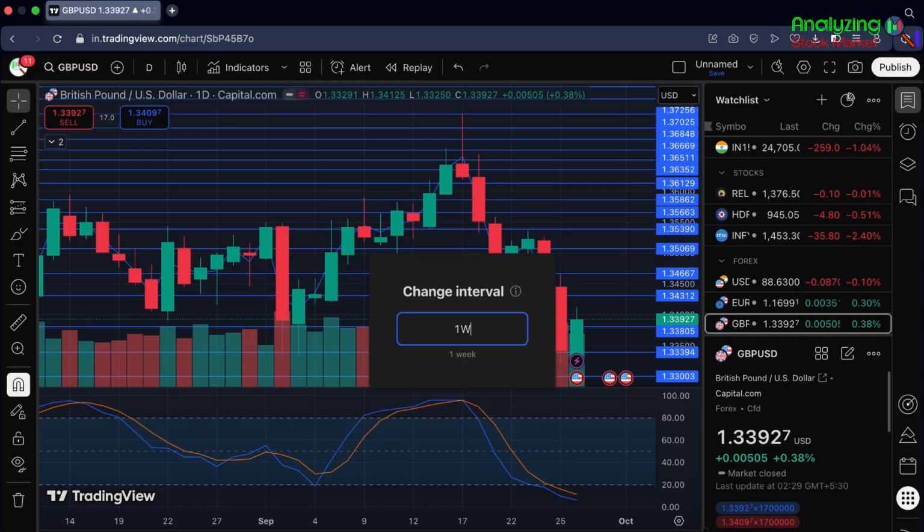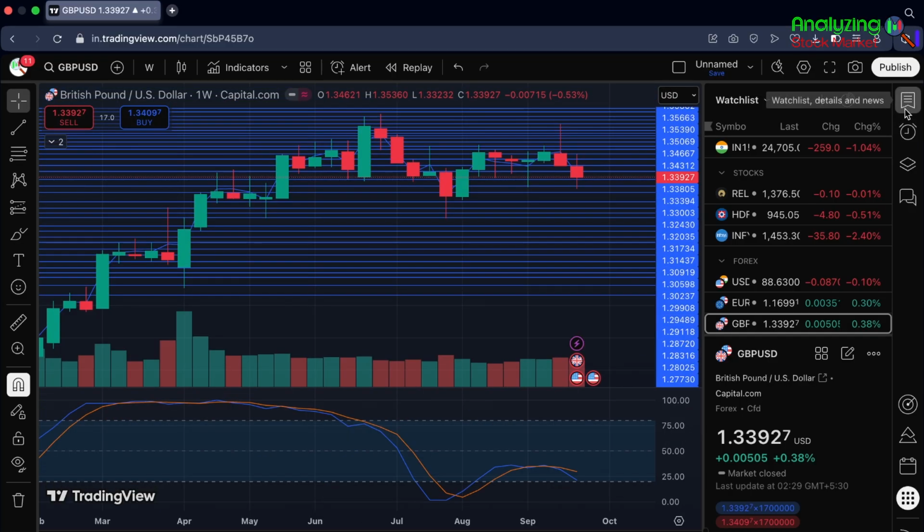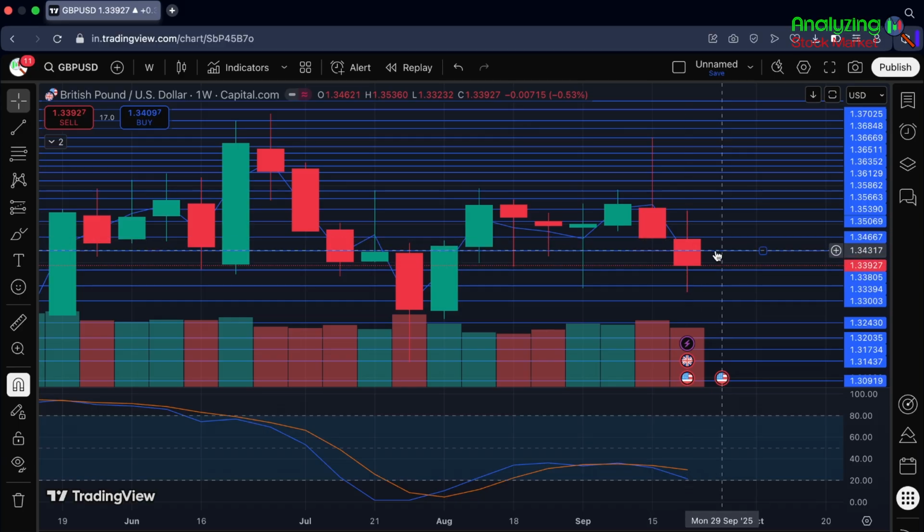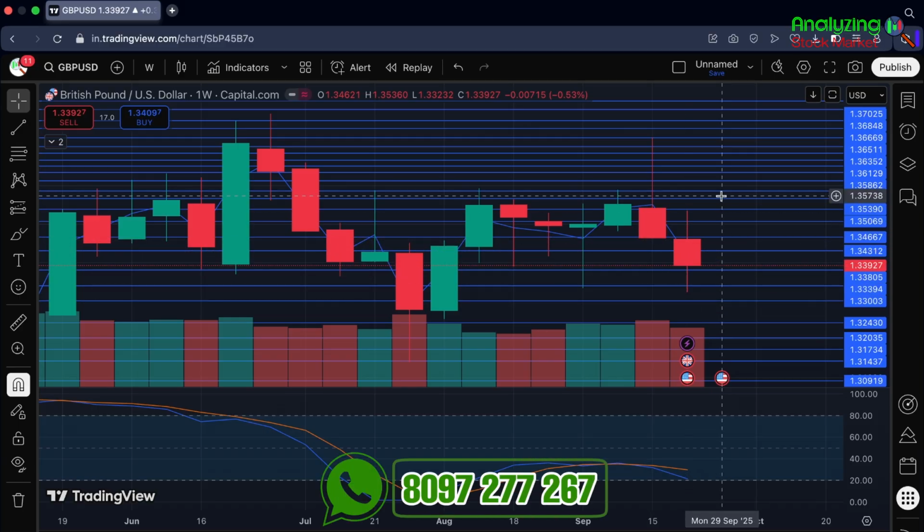So let's open our weekly chart over here. This is a weekly chart. In this weekly chart, we can see a bearish candle with a small body and a medium lower and upper wick. Currently, if I talk about stochastic RSI, it is around 31 to 24 range, which is indicating a slight positive move.